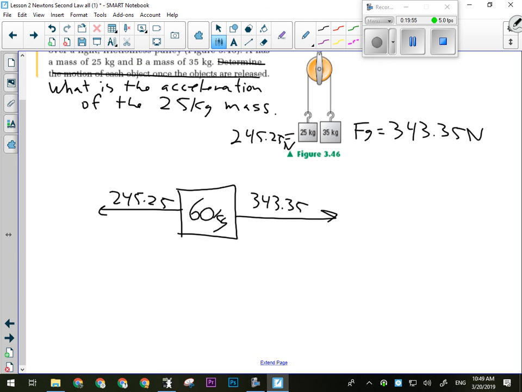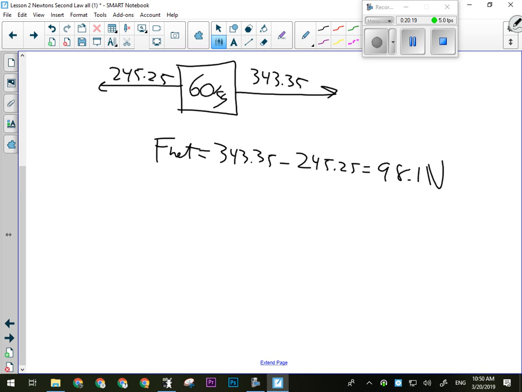So here's what I end up with then. I'm going to end up with my net force being the vector sum of all forces, 343.35 minus 245.25, which should give me 98.1 newtons. Agreed? So my net force on the system is 98.1 newtons. The acceleration then of the system is F net over m.